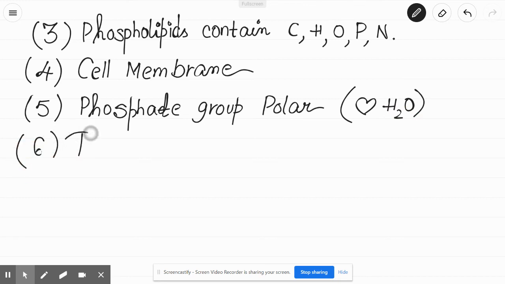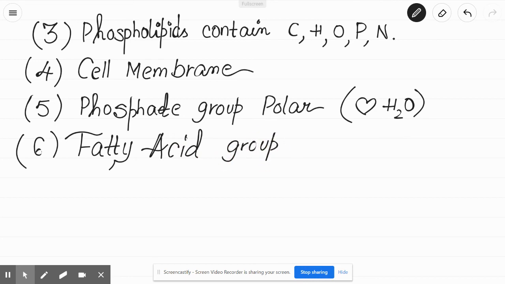And the fatty acid group, carbon and hydrogen bonds, is nonpolar in nature. It doesn't like water that much.